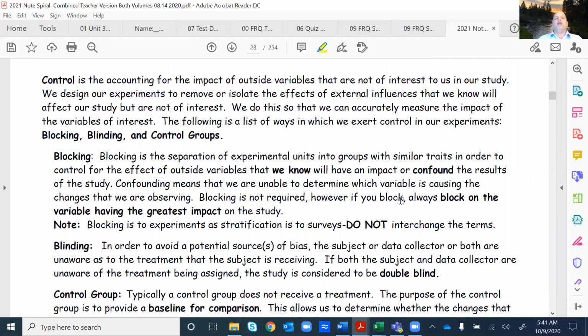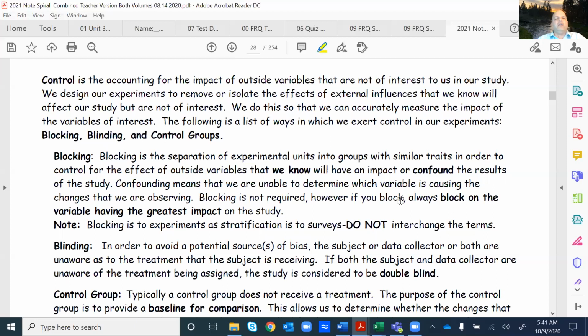But control means we know that there are outside variables that are going to impact the study, and we want to isolate those variables. For instance, on the breakfast cereal, generally speaking, breakfast cereal is better immediately after you pour the milk, not 20 minutes after you pour the milk and it's become soggy. So basically, we would want to control for things like that. So here's a list of ways we control things: blocking, blinding, and control groups.